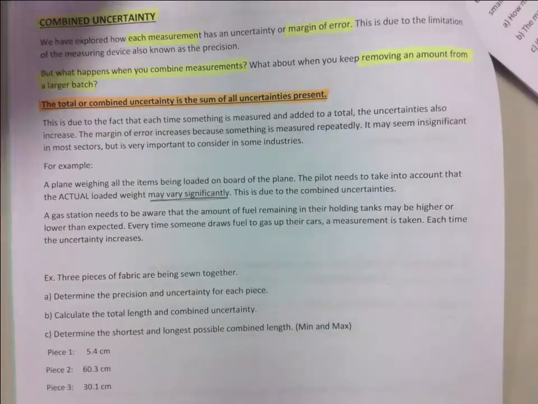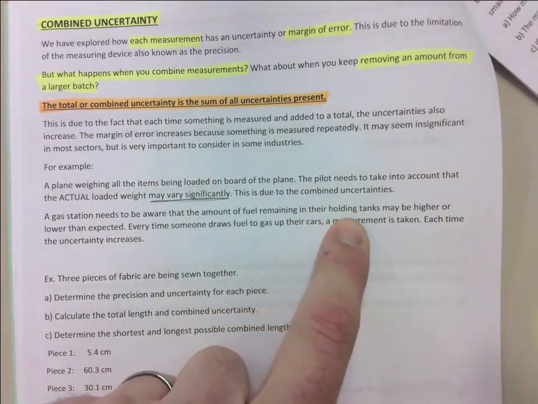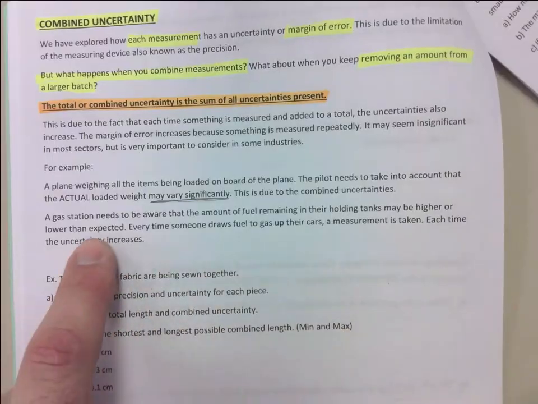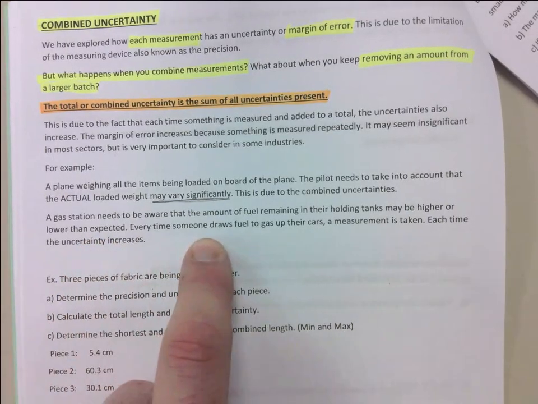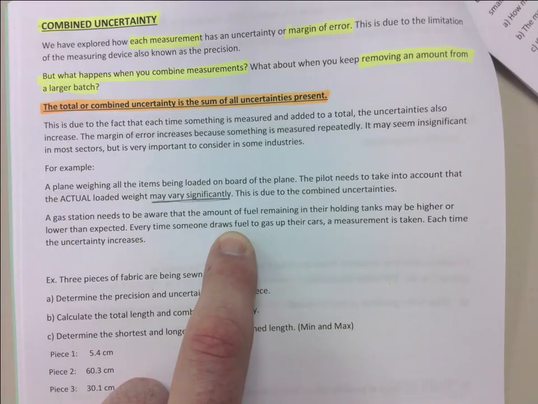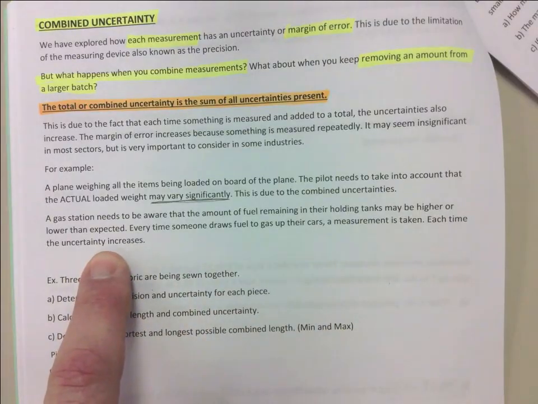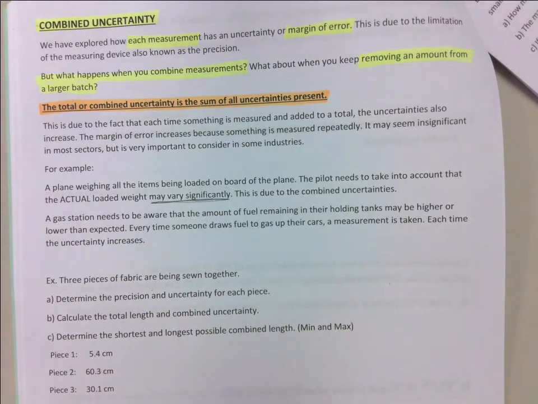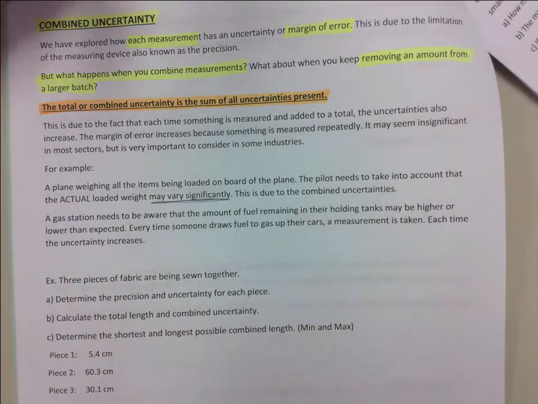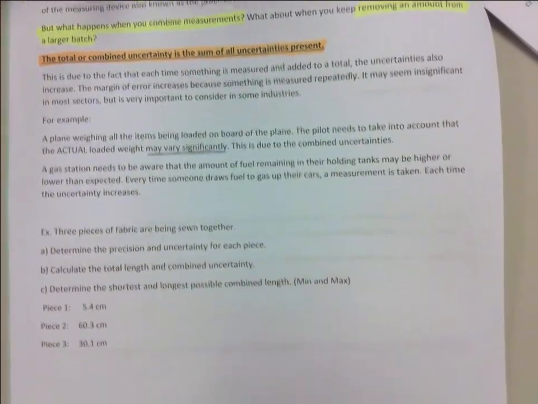Similarly, a gas station needs to be aware that the amount of fuel remaining in their holding tanks may be higher or lower than expected. Every time someone draws fuel to fill up their car, a measurement is taken. Each time the uncertainty increases, right? So the fuel pump, you gas up, it says like 25.32 liters. Another car comes by and 50.758 liters or so forth, right? And so all of those uncertainties keep on increasing and combining. So here's one example for you, okay?